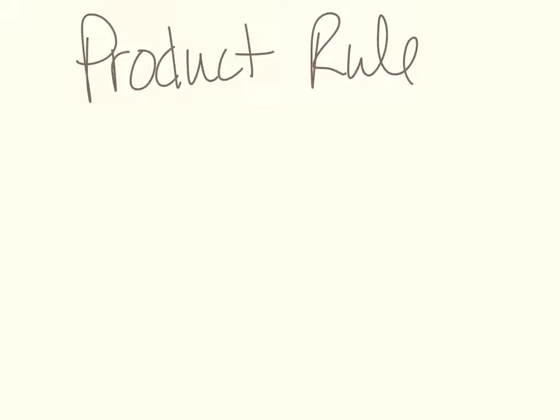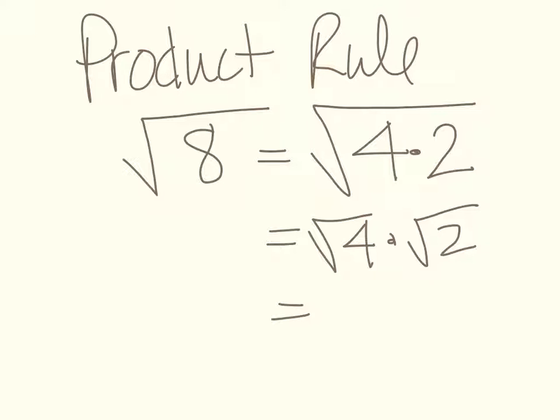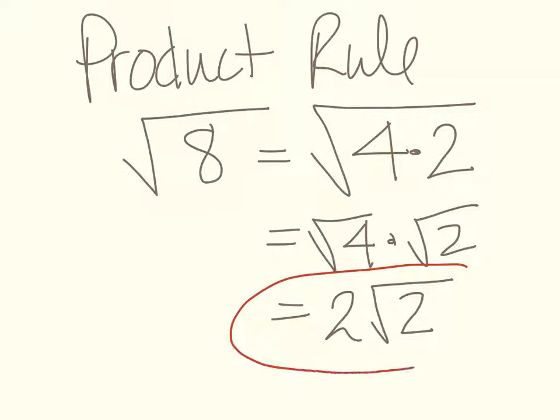Now remember, the product rule for radicals just lets us take a radical, for example, the square root of 8, which is the same thing as the square root of 4 times 2. And then we can break that up. That's the same thing as the square root of 4 times the square root of 2. And the square root of 4 is 2. So the square root of 8 simplified is the same thing as 2 root 2, or 2 radical 2.